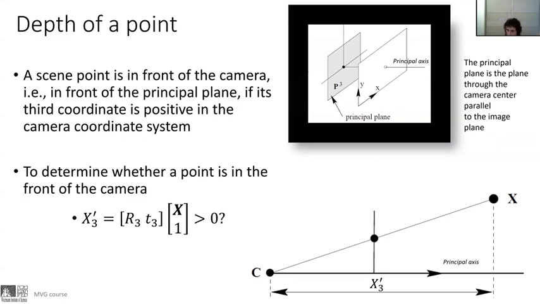Geometrically, if this is the center of the camera, and this is the principal axis of the camera, and this is the 3D point, then x3 prime is the projection of the 3D point on the principal axis. If this is positive, you are in front of the camera. If x was behind the camera center, then you will get x3 prime, which is negative. This is the way that you can distinguish whether points are in front of the camera or behind the camera.